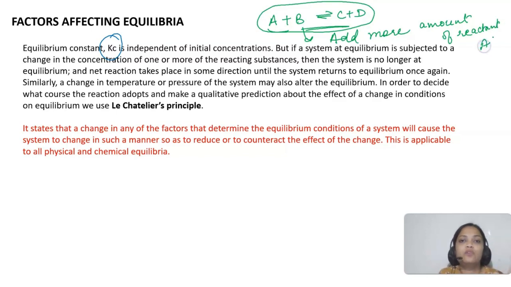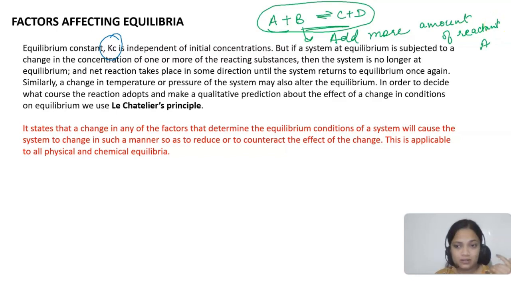Now if I am adding more amount of reactant A, or more of the reacting substances, A or B, what will happen? Now the system will not be at equilibrium. But you know that the system wants to be at equilibrium again, so something will happen. When I am adding A, something would happen so that the system will return to equilibrium again. Similarly, if I change the temperature or pressure, that will also affect the equilibrium.